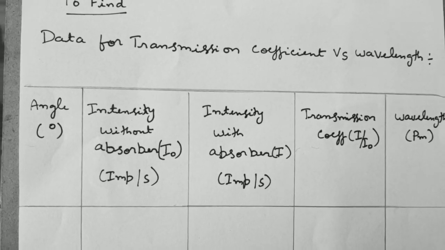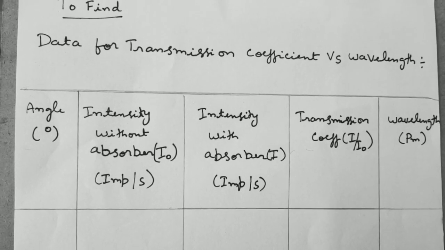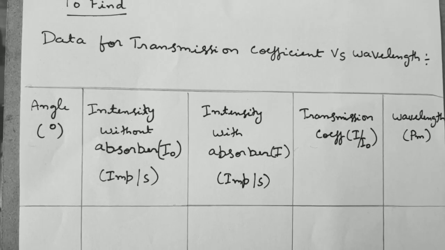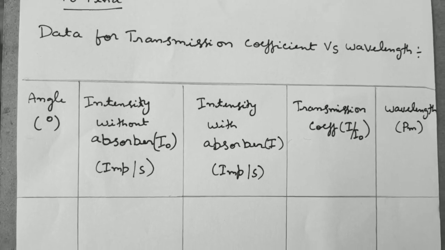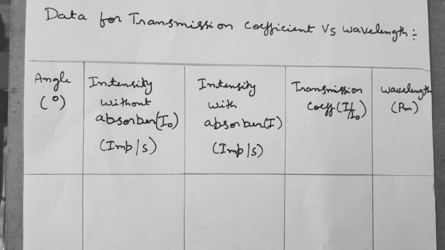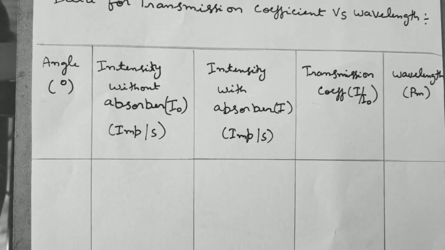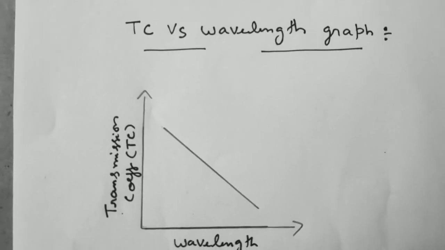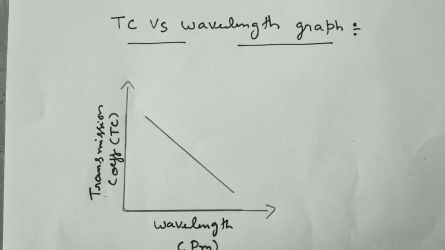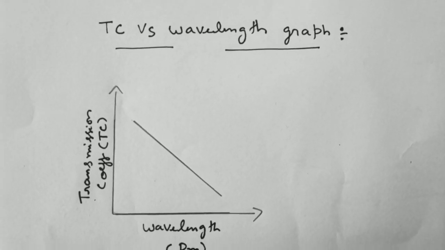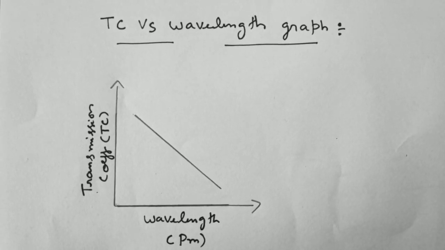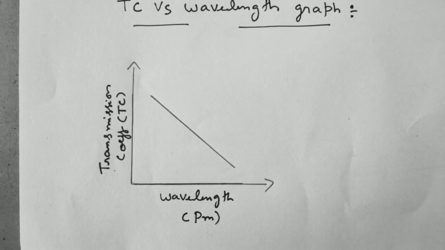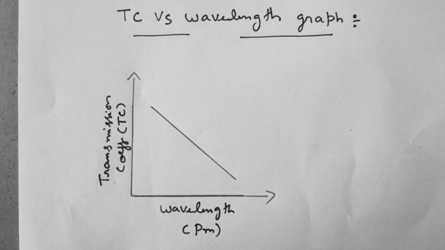In the tabular column, angle in degree, the angle range we have set in the measure software is 7.5 to 9.5. Intensity without absorber, that is I0, intensity with the absorber I, and find out the transmission coefficient I by I0, and wavelength using the formula 2d sin theta equals n lambda in picometer. Plot the graph. The relationship between the wavelength lambda of X-ray photon produced by the copper tube and the transmission coefficient of aluminum needs to be found out from the table. Transmission coefficient versus wavelength, it should be a linear fit.